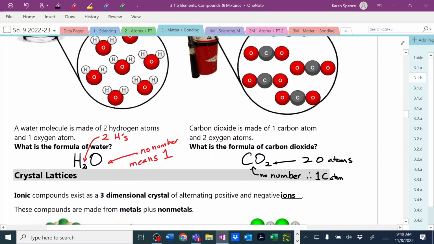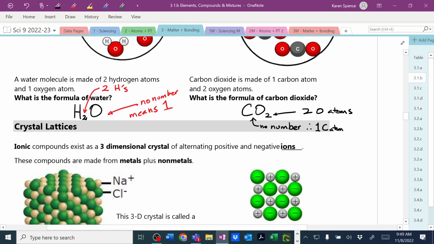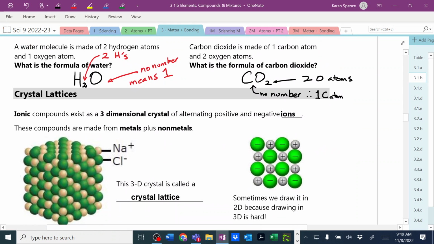So do you remember how I said there's no metals? And you were like, where are the metals? What are the metals doing? Here we come with our metals. Here's an ionic compound. An ionic compound is made of a metal plus a nonmetal. Metal plus a nonmetal.